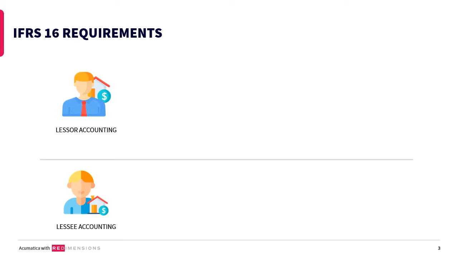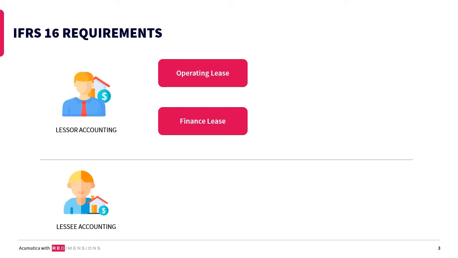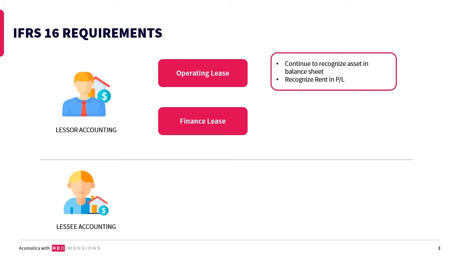Just to give you an overview of the changes, for lessor accounting, lessors are still required to classify if a lease is an operating lease or finance lease. Operating leases are usually short-term and do not transfer any ownership rights to the lessee. For this type of lease, lessors are required to continue to recognize the asset in their books and recognize the rent revenue in the profit or loss section.